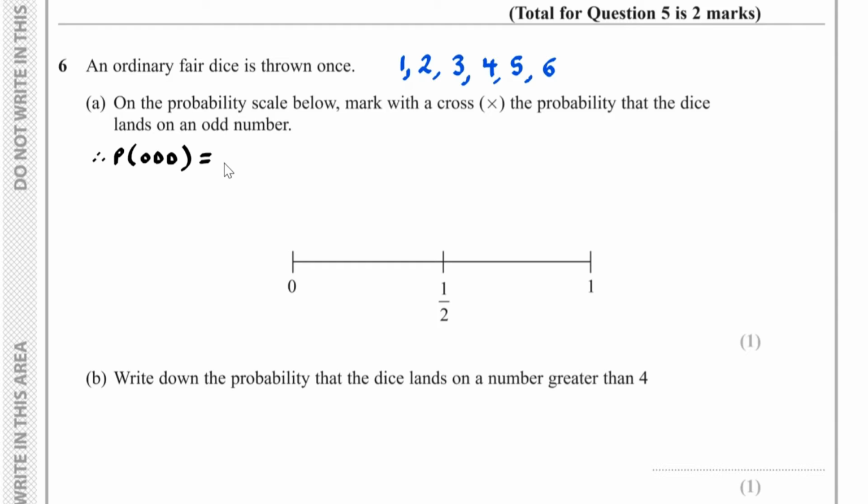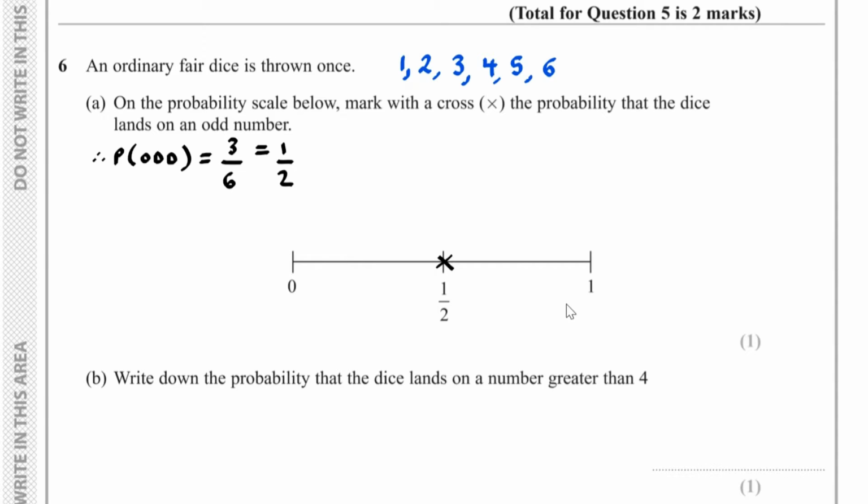and so therefore the probability that we have an odd number is equal to 3/6, and this simplifies to 1/2. So we mark a cross at 1/2.